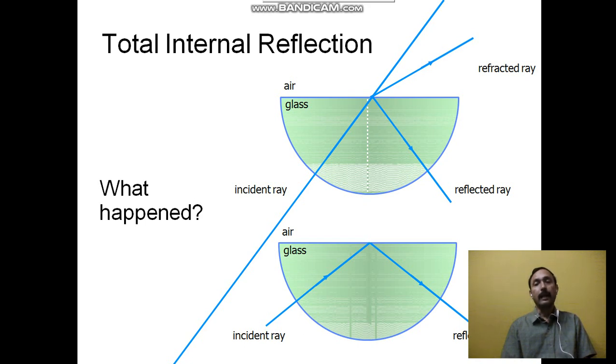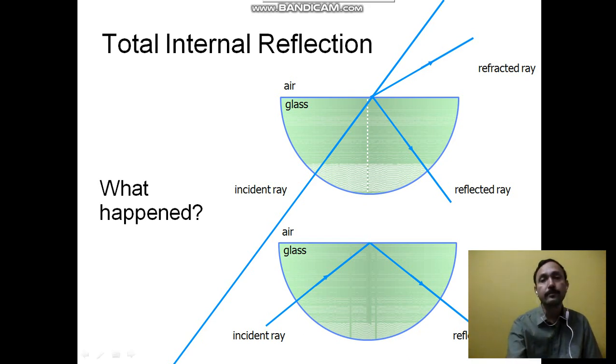When light falls on the denser medium at more than the critical angle, instead of refraction, there will be only reflection from the surface between the rarer and denser medium. This phenomenon is known as total internal reflection.